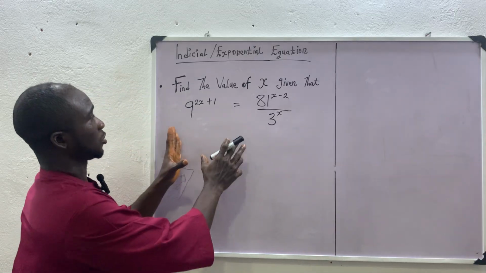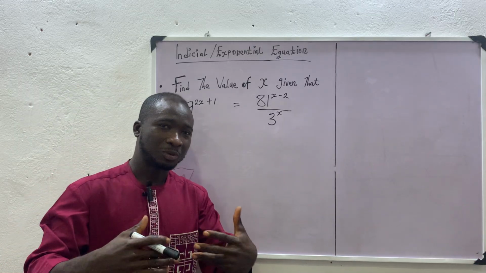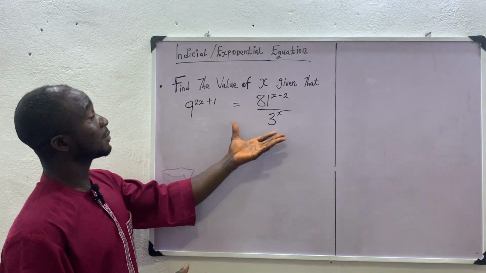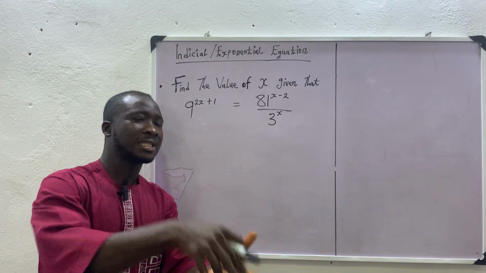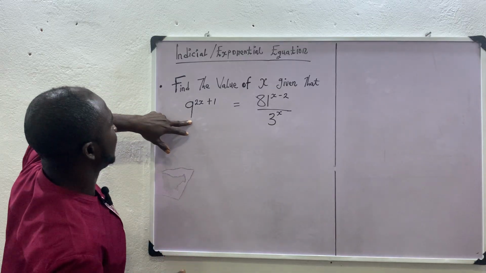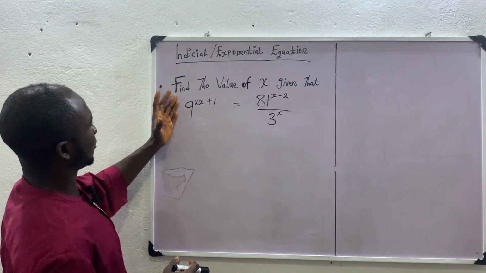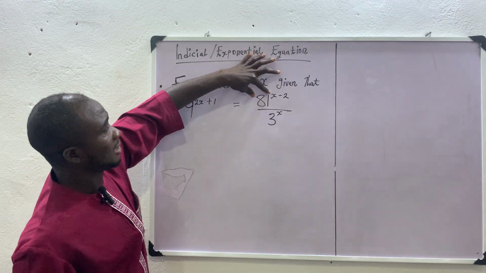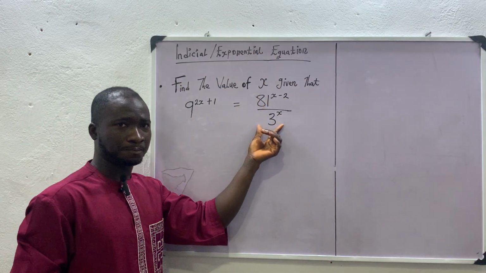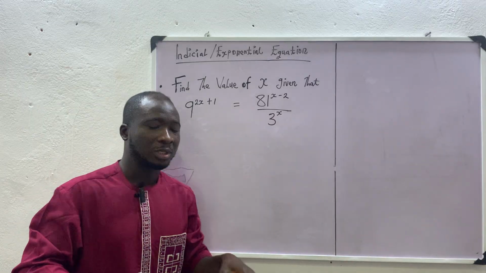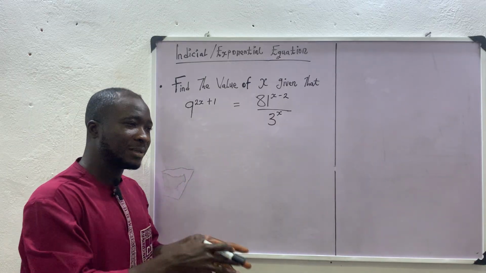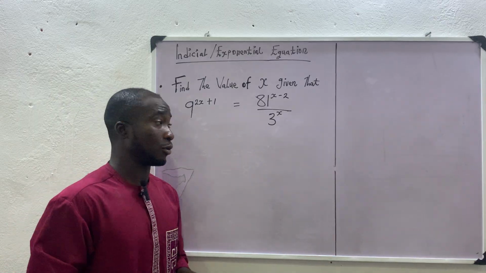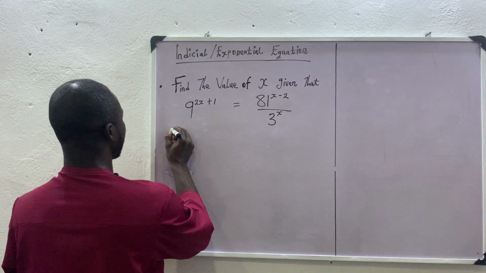To solve equations such as this, the first step you take is to try to reconcile or make all the bases in the given terms of the equation the same. Here, the base on this side of the equation is 9, but on the other side, the base here is 81 and the base here is also 3. Since they are not the same, we try to make all the bases in this expression the same. Now, let's get straight down into the video.